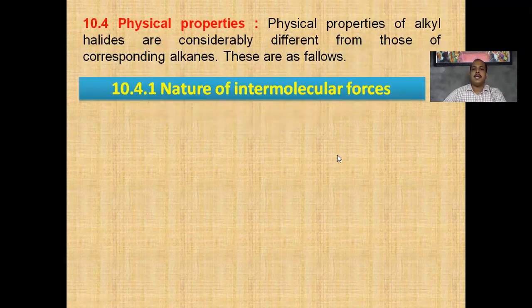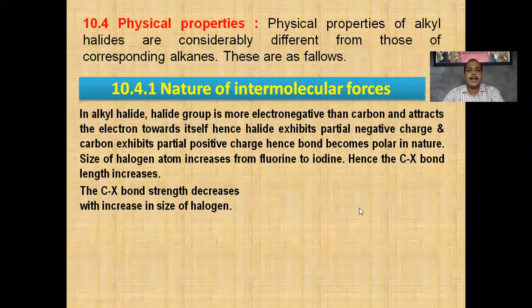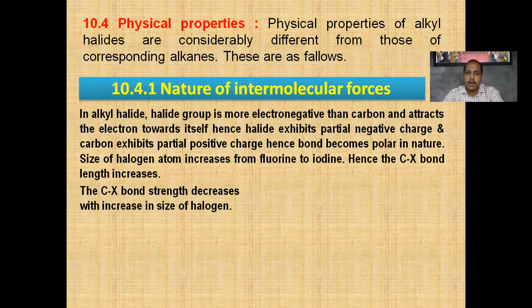First, we have to see the nature of intermolecular forces. Now see, in alkyl halide, the halogen group is more electronegative than the carbon, and it attracts the electrons towards itself. Hence, it becomes more electron rich, and it exhibits partial negative charge, and carbon exhibits partial positive charge. Hence, the bond which is present between carbon and halogen becomes polar.